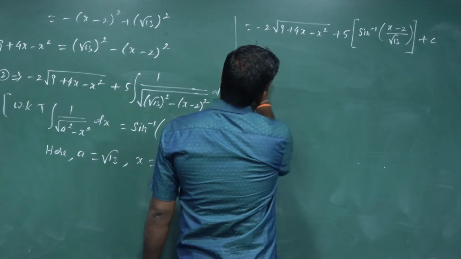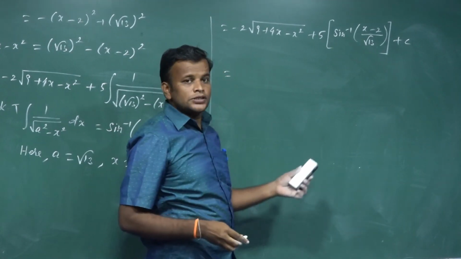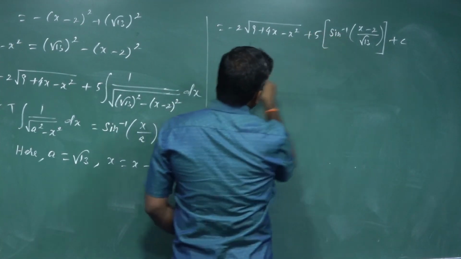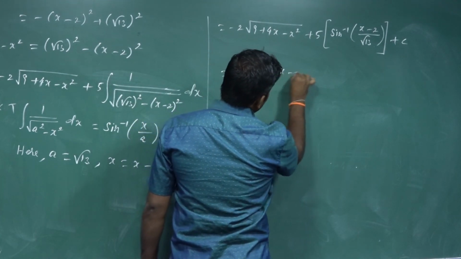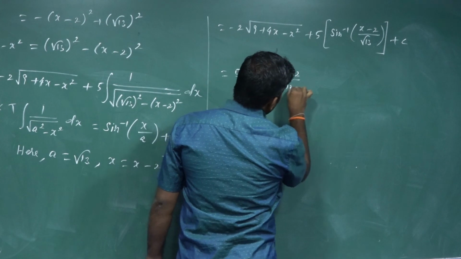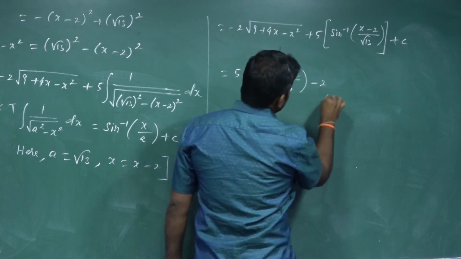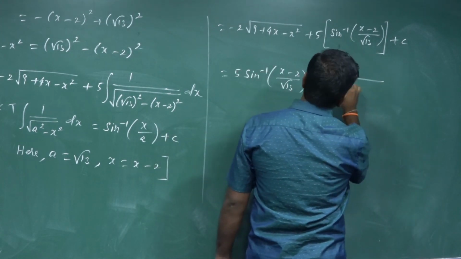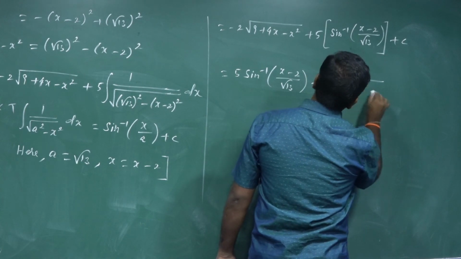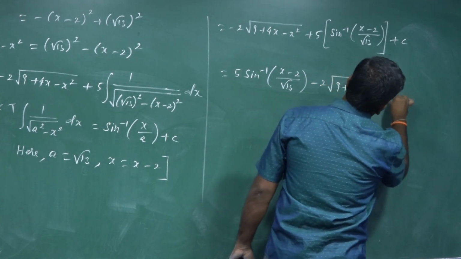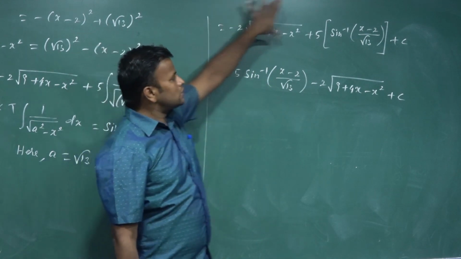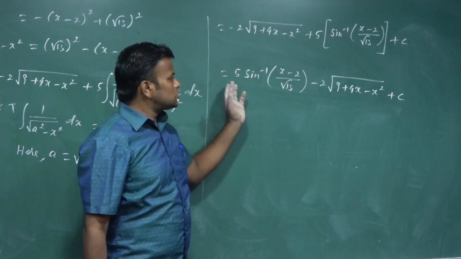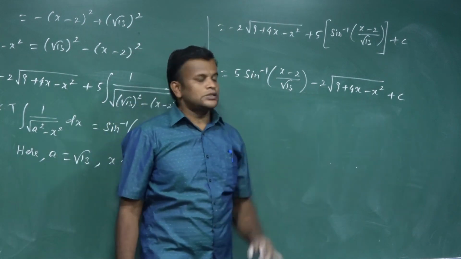So the answer, leave as it is, or we write the positive term first: 5 sine inverse of x minus 2 by root 13 minus 2 square root of 9 plus 4x minus x square plus c. We can write the first term negative and the second term, or we write the positive term first and then minus 2 into the second one.